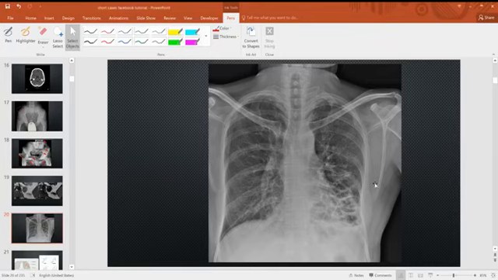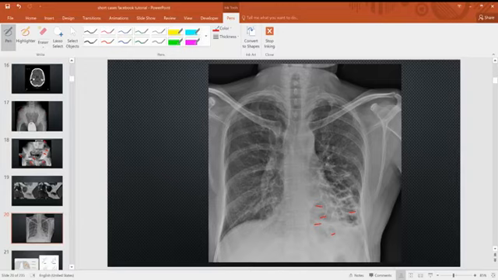As we see here, we have cystic changes involving the left lower lobe, causing silhouetting with the left hemidiaphragm. Some of the cysts have air fluid level, as we see here, air fluid level, and some of the cystic changes. So cystic with air fluid level.